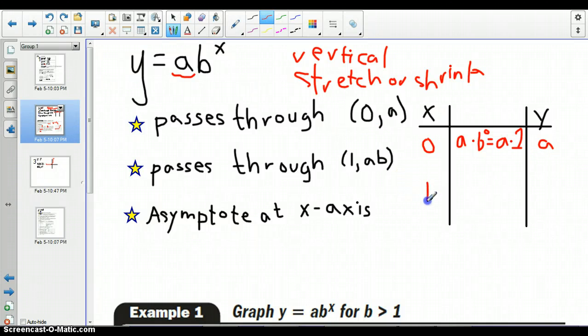Now what if you plug in a 1? When you plug in the 1 to that x, you're going to be left with a multiplied by b to the first power. B to the first power is just b. Any number to the first power is just that same number. So you're left with a multiplied by b, which is ab. So our first point that it passes through is 0 for our x, a for our y. Second point that we know it passes through is 1 for our x, ab for our y.